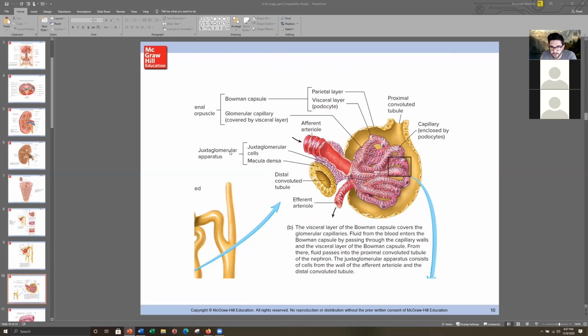So the juxtaglomerular apparatus is not only the juxtaglomerular cells, but also this macula densa that's present on the distal convoluted tubule. So like I said, these cells have specialized neural receptors that respond to changes in blood pressure. So what things can modify blood pressure? Well, blood pressure is just how much force is being pushed out on the internal side of the vessel here.